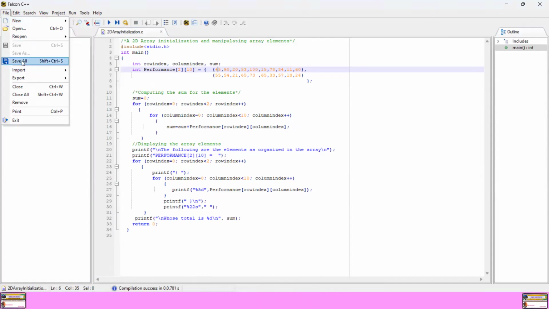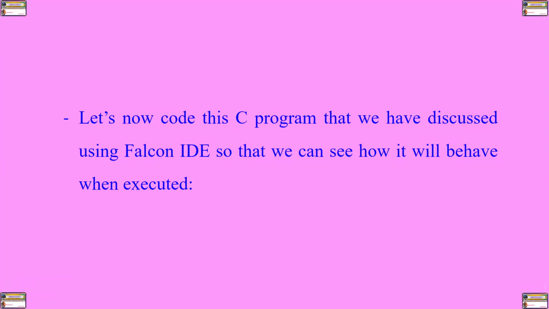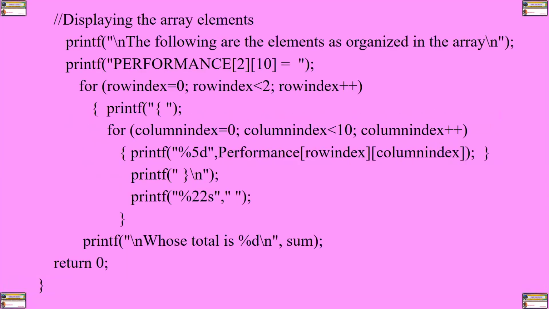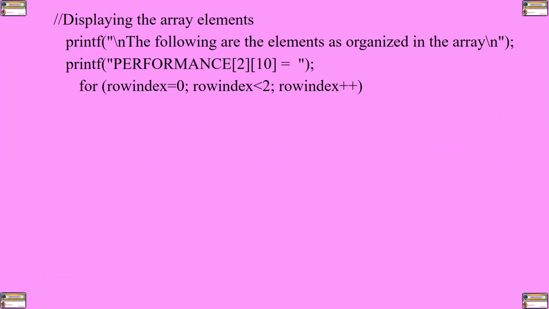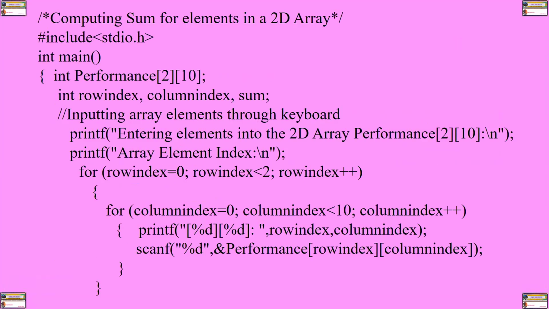Let us now save this program and close all and come out of that program so that we can proceed and code this other program, which will enable us to enter our personal values. The array remains the same, everything remains the same. The only difference is that now we are going to key in our elements ourselves. And we are going to discuss this program.